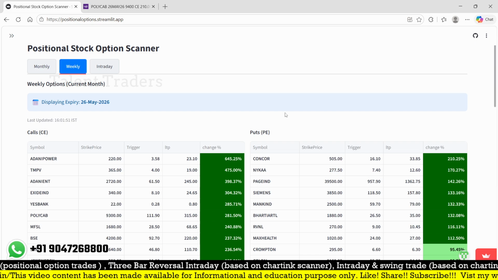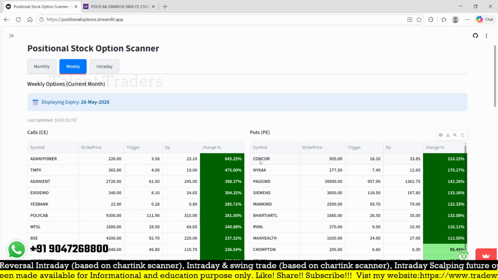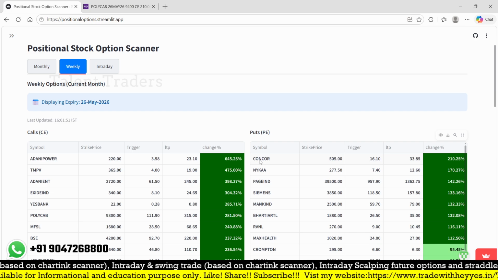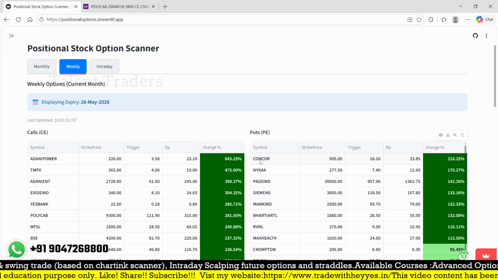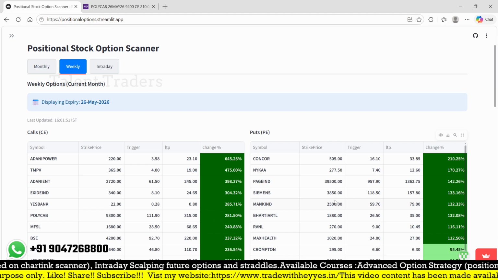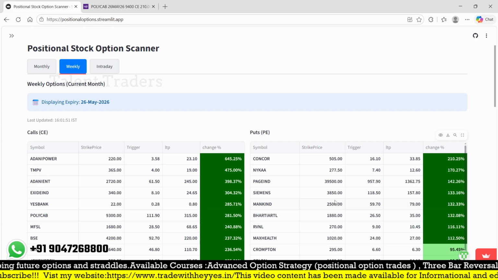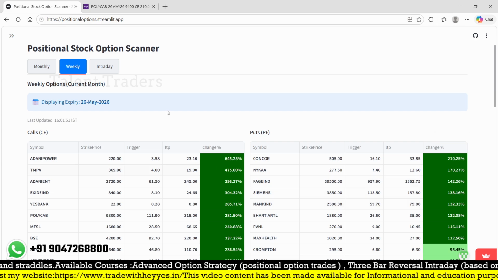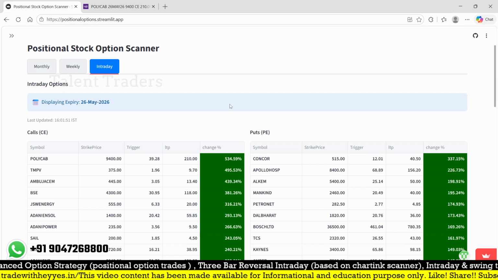Tomorrow we are going to update the weekly and monthly files, which will be valid for the next two days. Because there is one holiday, there are only two working days. So for the next two days you can use them, not for positional but maybe short term, planning for two days only. And intraday is as usual updated daily.